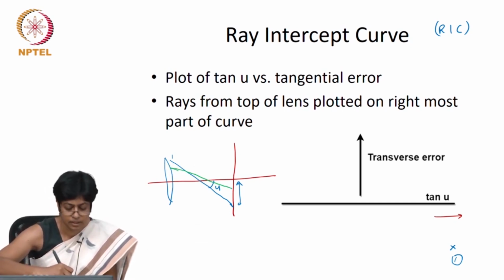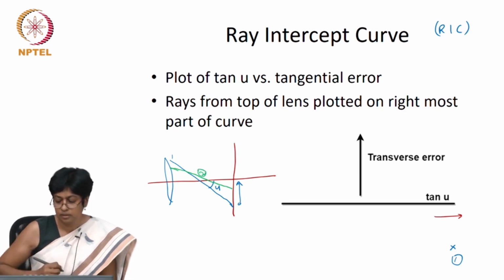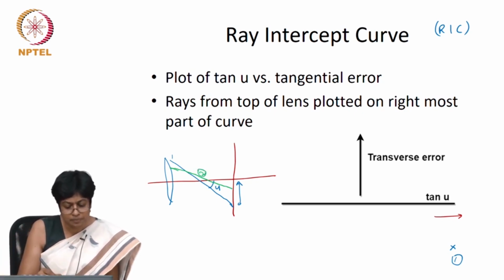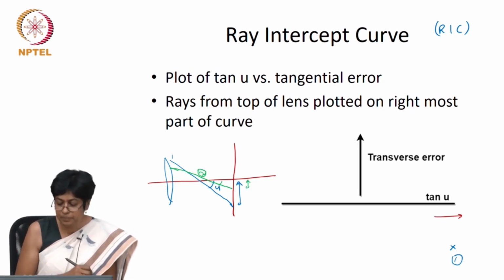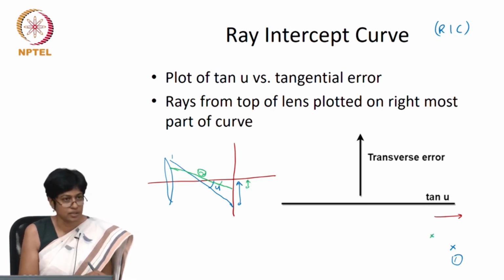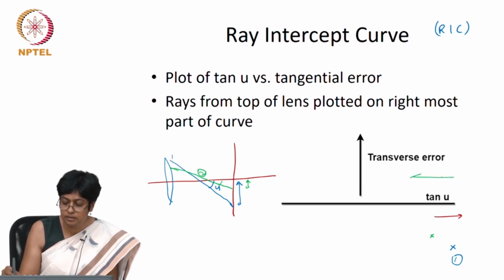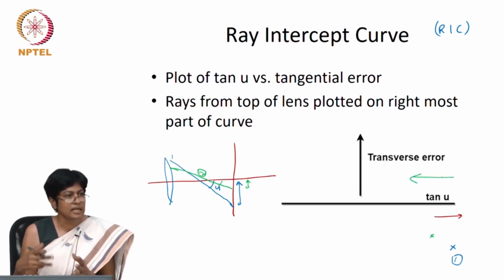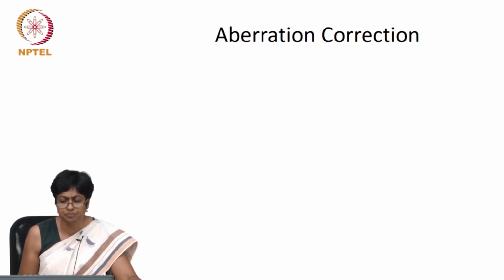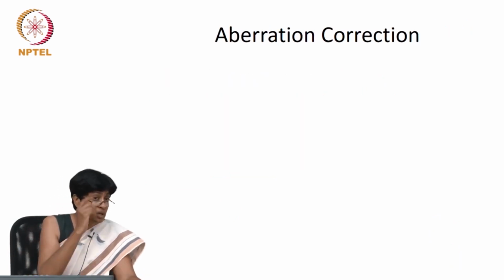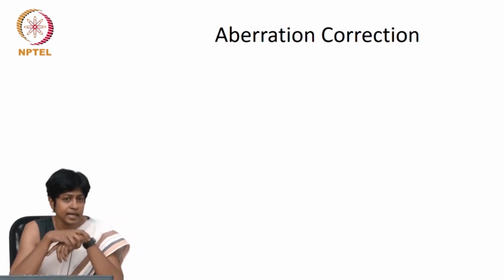This is the second ray. So it makes this angle, it has this transverse aberration, so maybe it comes over here. Okay, so you plot in this direction. It will get clearer as you see more of these curves and we plot more of them. Okay, our goal is that we want to correct for the aberrations.